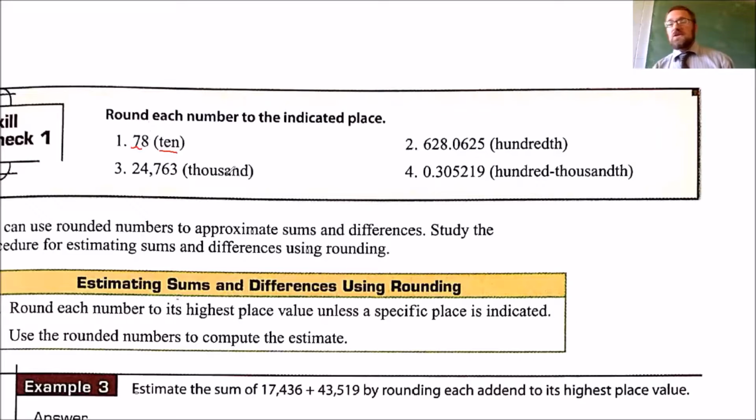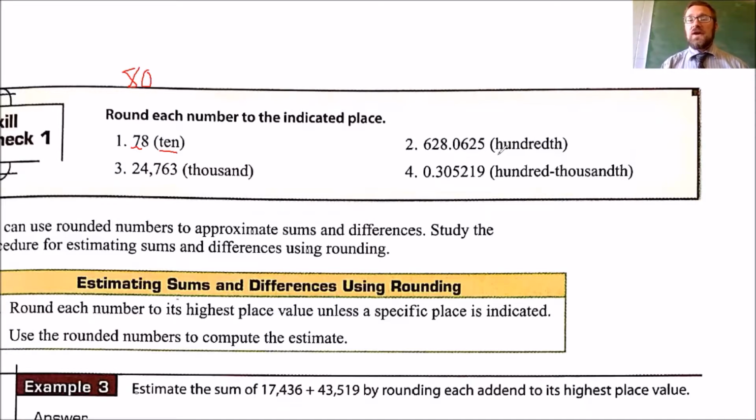Now look to the right of what you just underlined. Is the 8 five or more, or is it less than 5? This is more than 5, so that means that the 7 is going to change to the next number and become 80. So that's what number 1 is: 80.